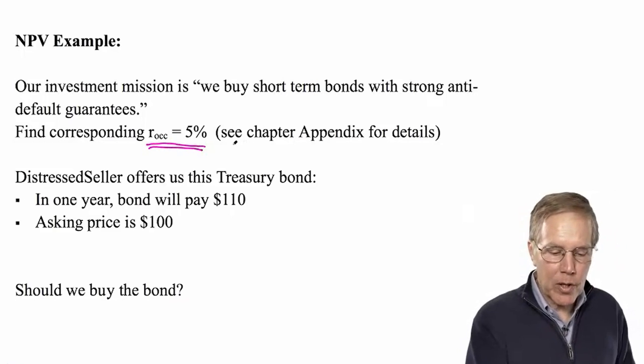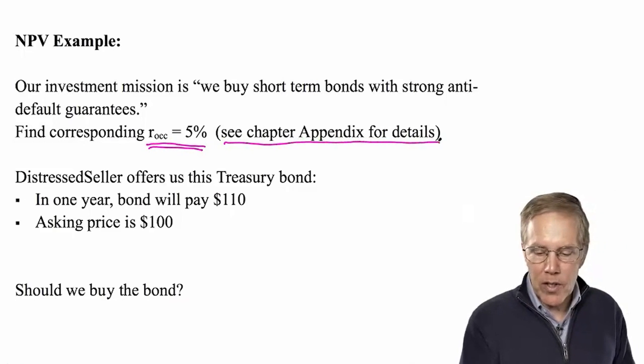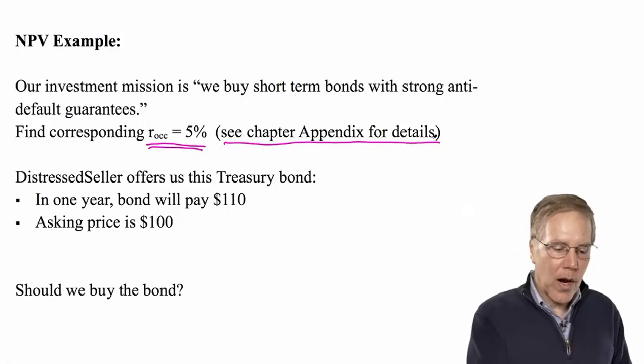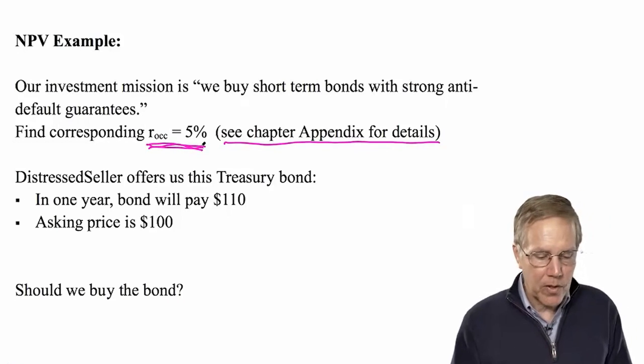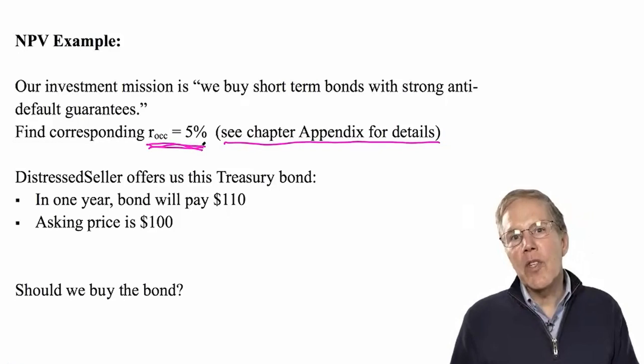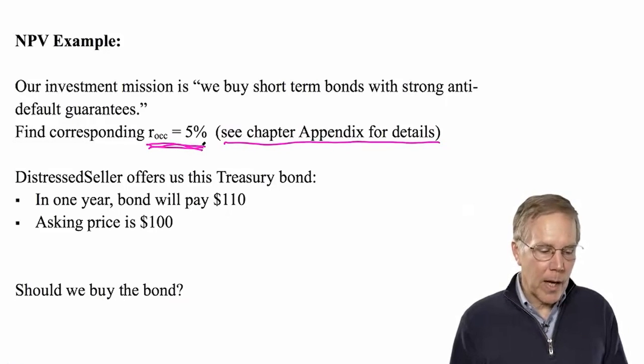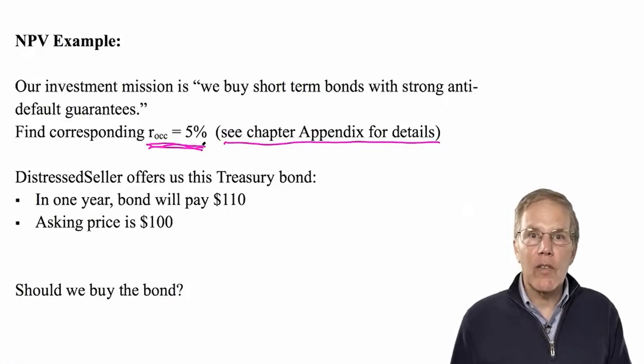And actually the chapter appendix, which I'm not going to cover, but which is in the slides here, does show how we could come up with this specifically. So we know our mission in life, our investing mission in life. We know our corresponding opportunity cost of capital. And now we're looking for projects to invest in.